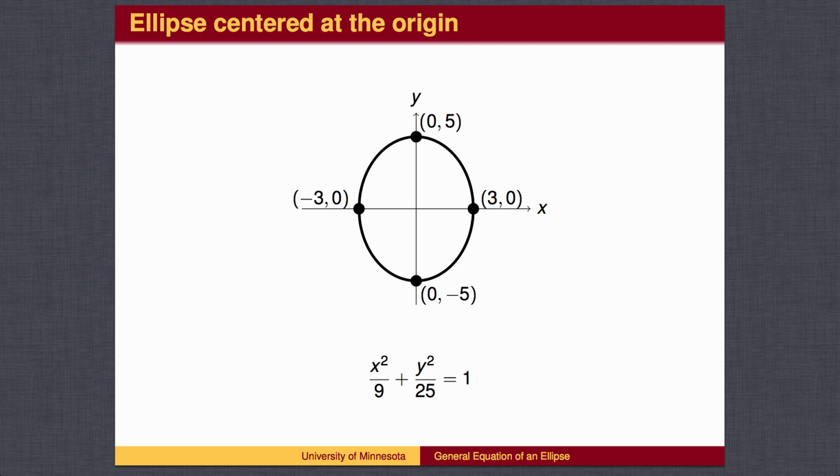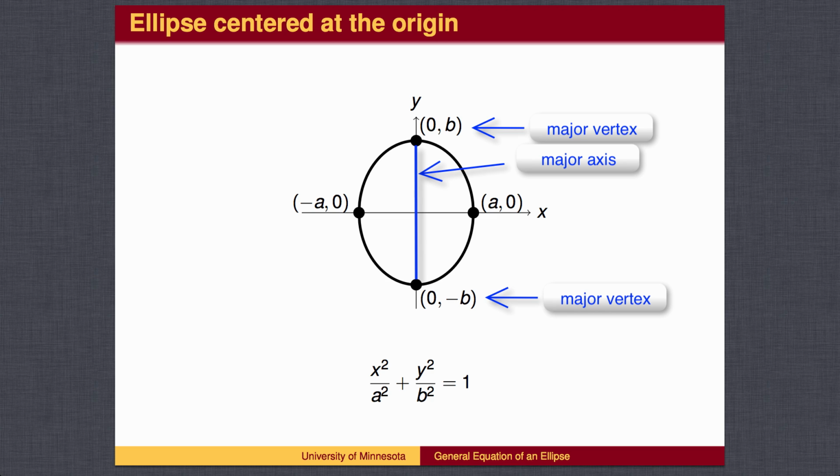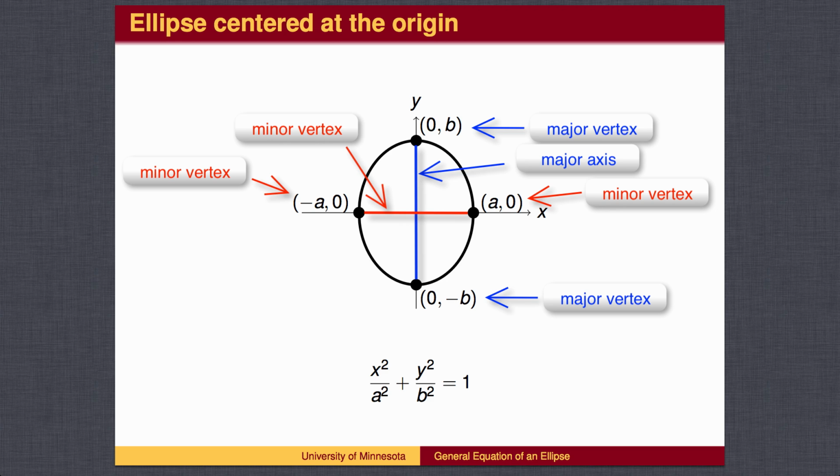The points on the ellipse that are farthest apart are called the major vertices, and the line segment connecting them is called the major axis. The points on the ellipse that are closest together are called the minor vertices, and the line segment connecting them is called the minor axis. The intersection of the major axis and minor axis is called the center.